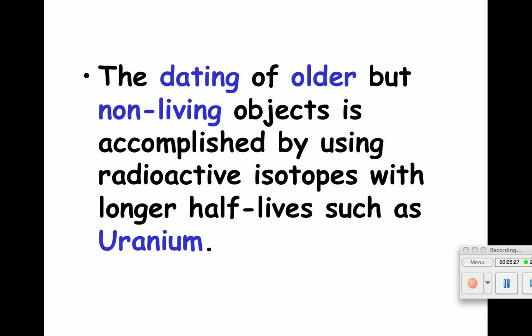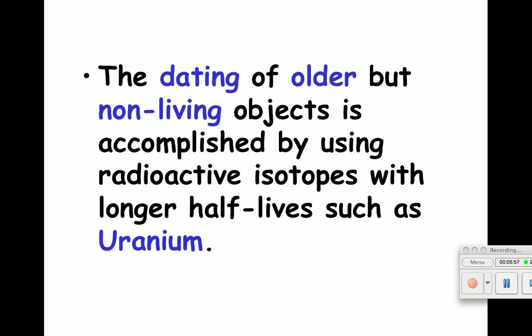The dating of much older, non-living objects is accomplished by using other radioactive isotopes. So we only carbon date things if they were once living objects. You can't use carbon-14 if I dig up a pottery bowl, or an arrowhead or something like that, and I want to know how old it is. I cannot use carbon-14 to date those things because they weren't once living.